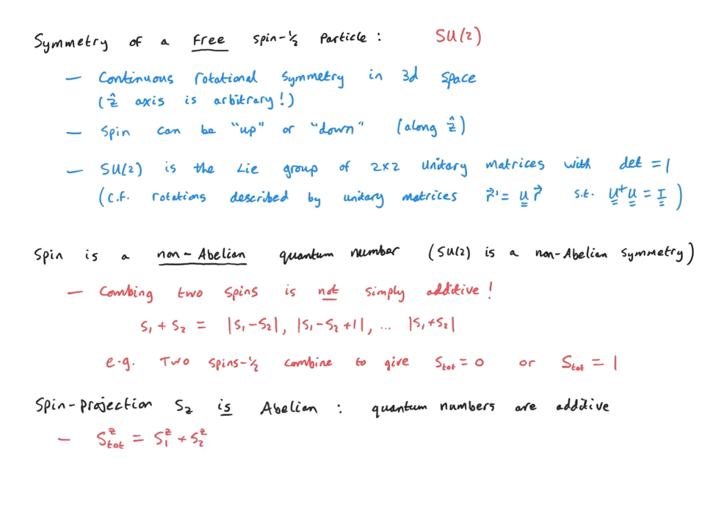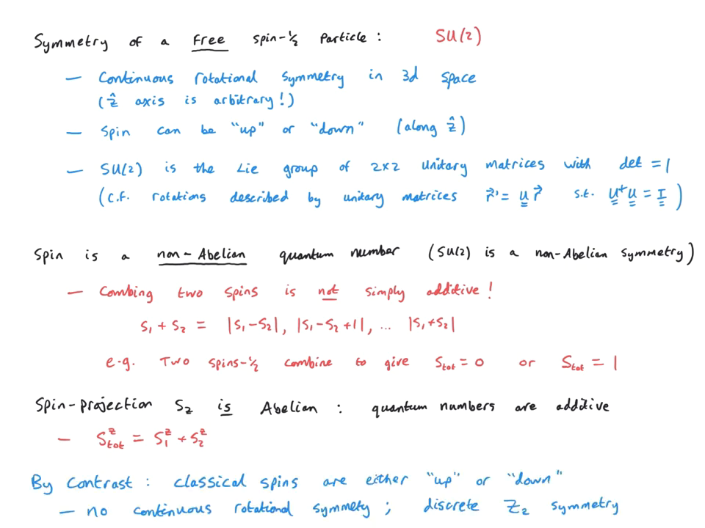By contrast, the spin projection SZ is an abelian quantum number. It means that they are additive. I can obtain the total Z projection of a pair of spins simply by adding up their individual components. We'll talk about how to set up problems involving multiple spin particles in the next lecture.